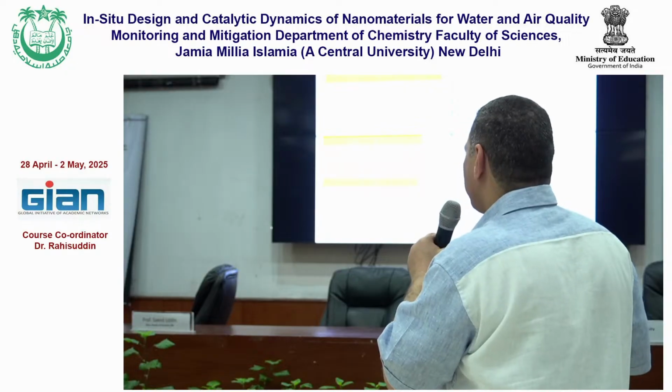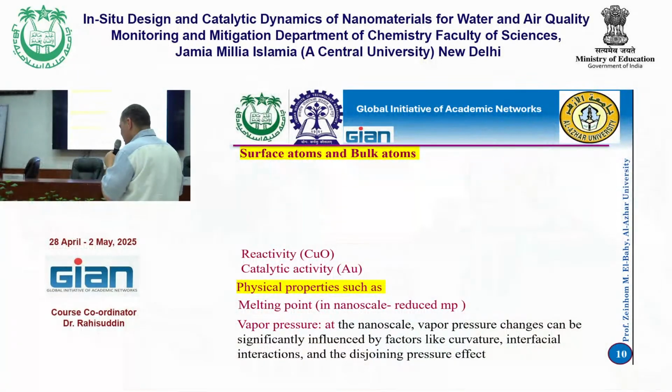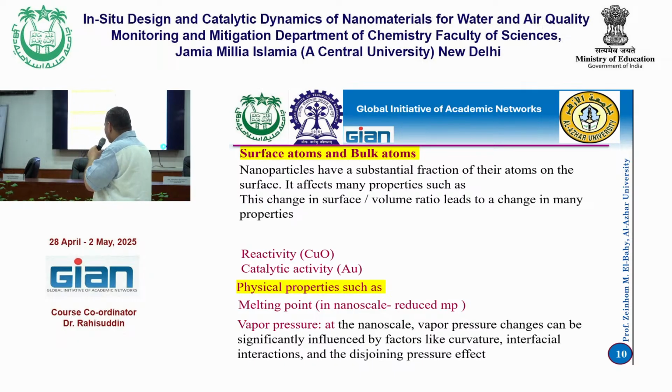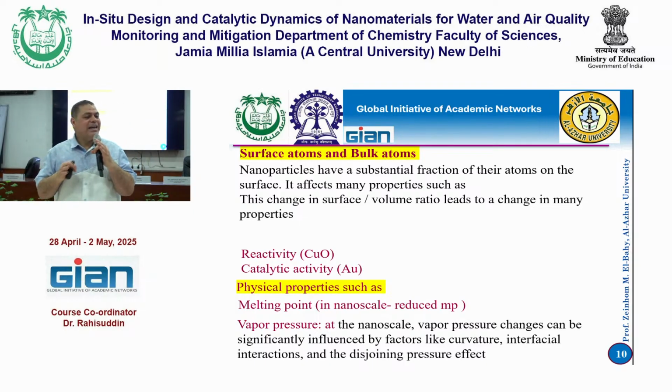There are some differences between bulky materials and nanomaterials. What are the differences between bulky materials and nanomaterials? Actually, there are two types of properties. The first type is the physical properties. The second type is the chemical properties. Chemical properties, of course, like reactivity and catalytic activity, both have a great difference between the use of bulky materials and the use of nanomaterials.